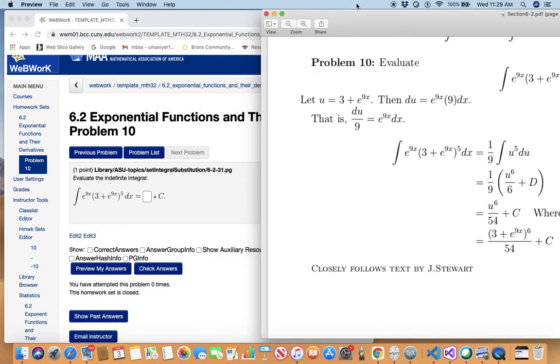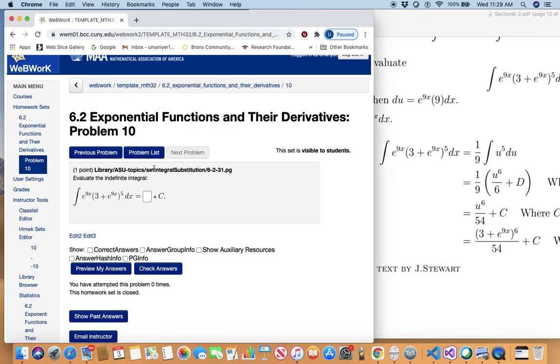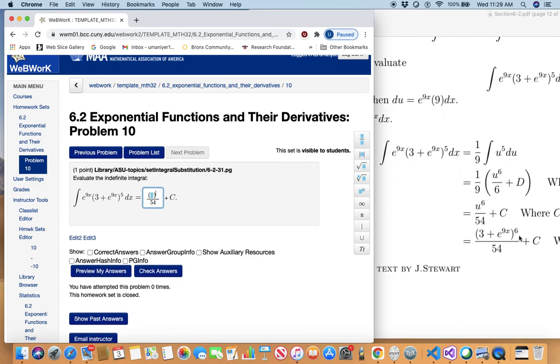So let's write this down carefully. The plus c part they have given us. The rest is a fraction. The denominator is easy, 54. The numerator is something to the power 6. Now what goes inside? 3 plus e to the power 9x.